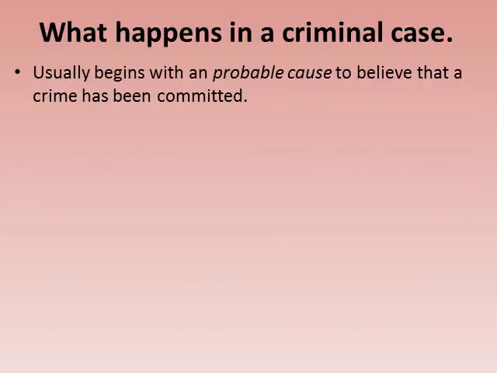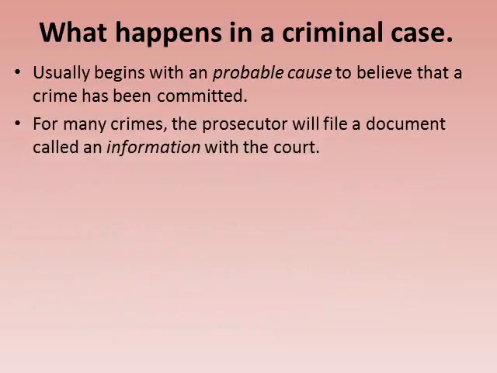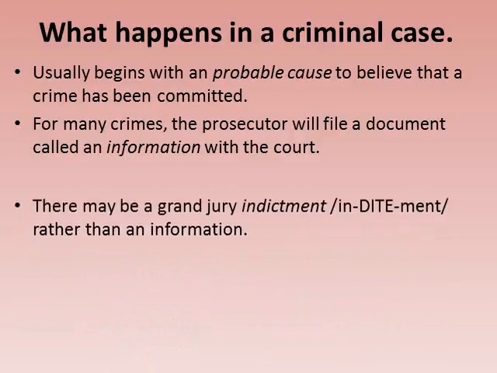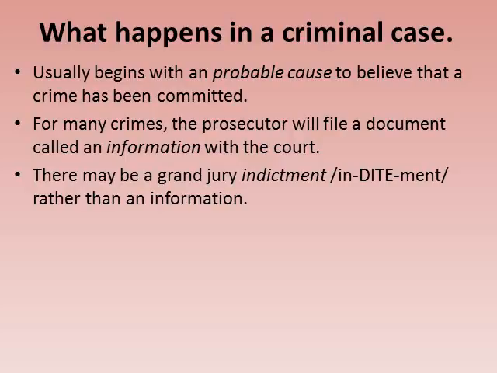Typically, there is a situation where the police believe that there is probable cause that a crime has been committed. And we'll talk more about probable cause in a second. But the police, for whatever reason, believe that a crime is being committed, and they amass some sort of evidence to that effect. So someone's arrested for a crime, then the prosecutor gets involved and files a document called an information with the court. It basically is just a formal accusation that the defendant committed some kind of crime. Sometimes we'll have a grand jury indictment rather than an information.